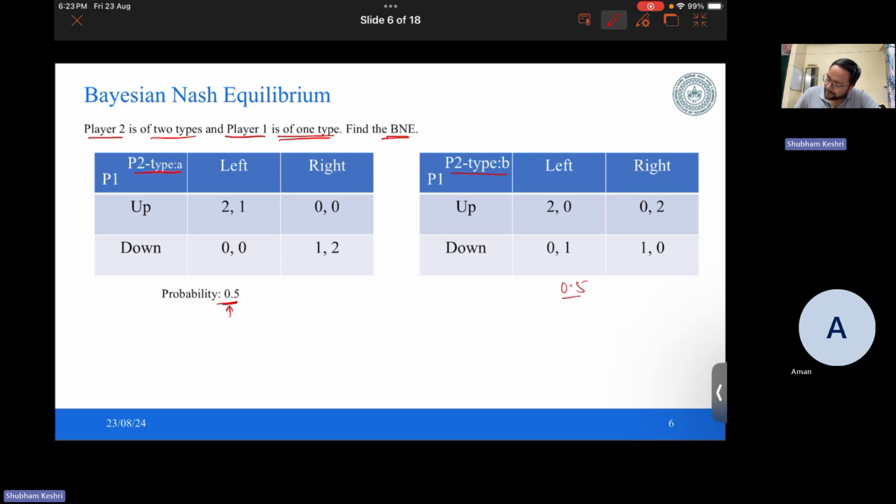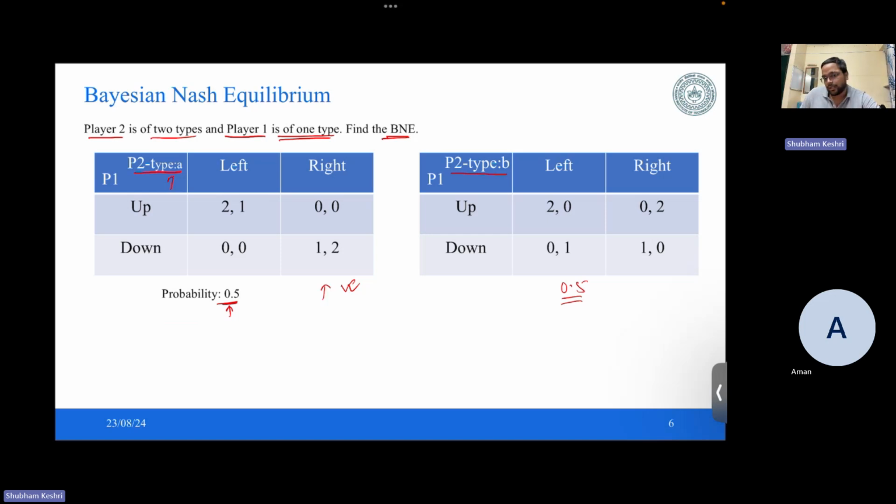Similarly, the other will also have a probability of 0.5, because the sum of the probability should be 1. So player 2 can either be type A or type B. We have got the payoffs. You see, when you know exactly what type a player is, you exactly know what the payoffs of that player are. Now you have to find out the Bayesian Nash equilibrium. So just try it out.